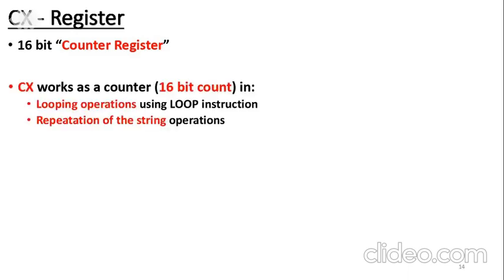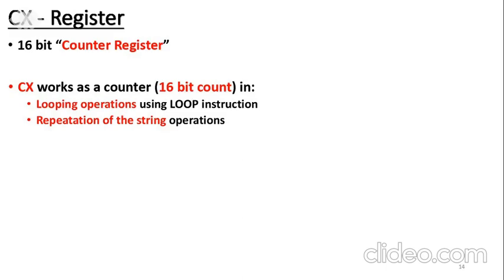Now the next register is the CX register. It stands for counter register. C for counter. So it is a 16-bit counter register as written here. CX works as a counter, meaning it defines a 16-bit count in typically two operations which are listed here. One is a looping operation using the loop instruction, or repetition of the string instructions, repetition of the string operations.